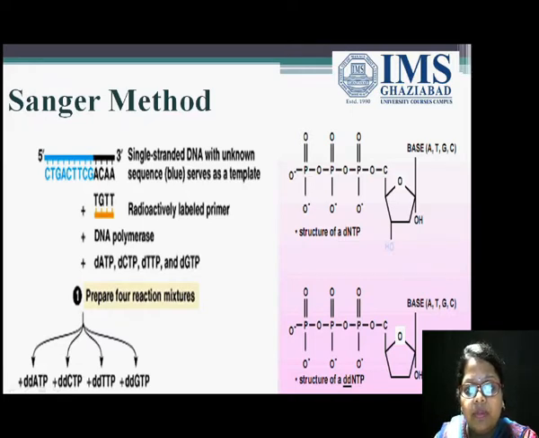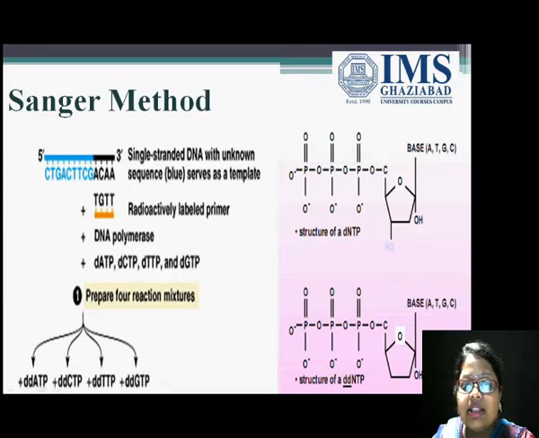This is the pictorial representation of the method. Now, first I would like to discuss the difference between dNTP and ddNTP. As you can see in the two structures, this is 2 prime and this is 3 prime. In both cases, the only difference is at this 3 prime position: in case of dNTPs, that is deoxynucleotide triphosphates, we have the OH group, but in case of ddNTPs, we are lacking this OH group. That is why they are known as dideoxynucleotide triphosphates.